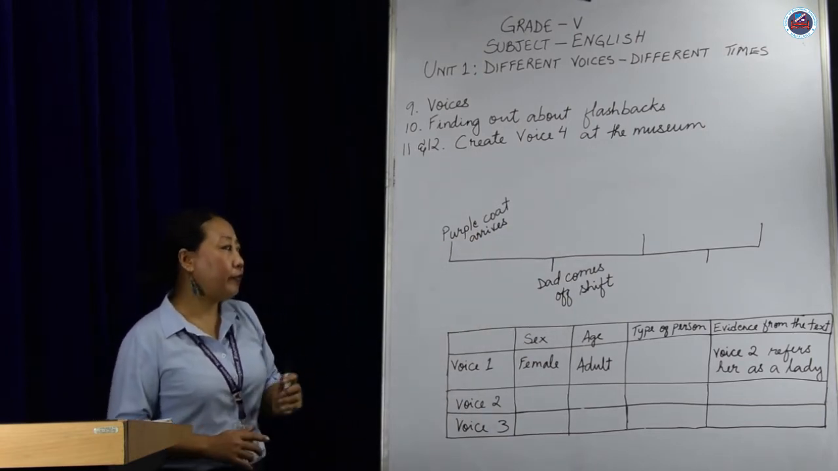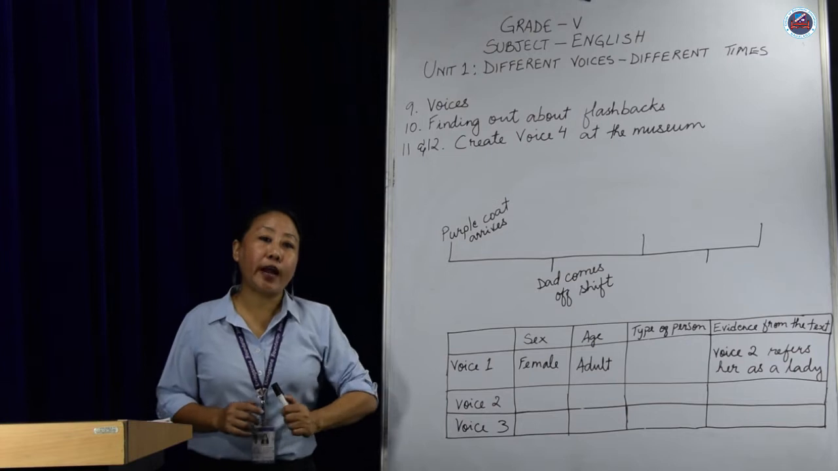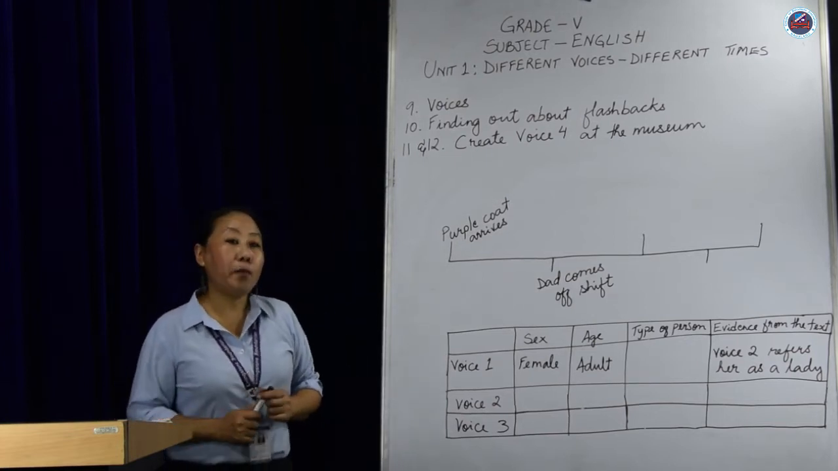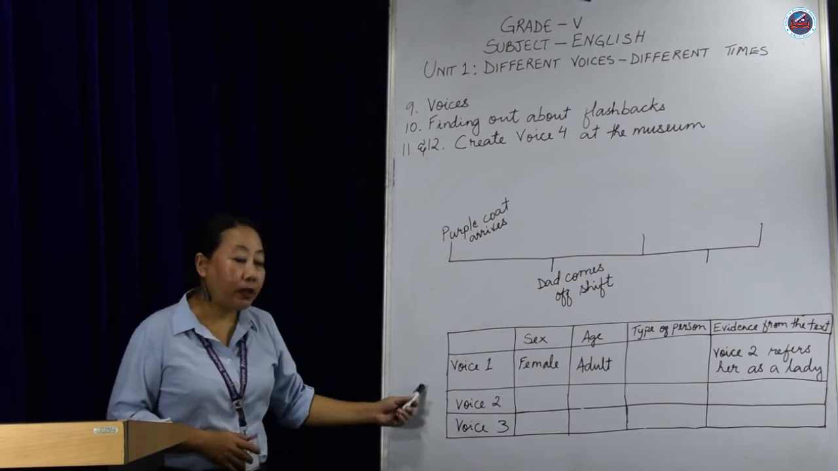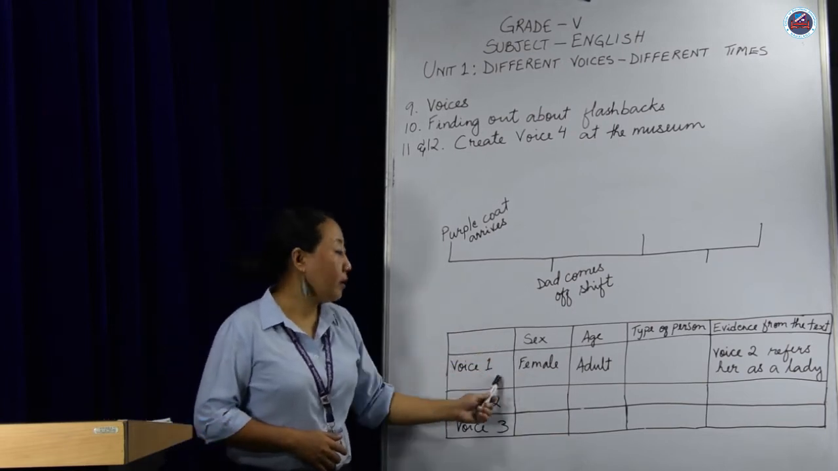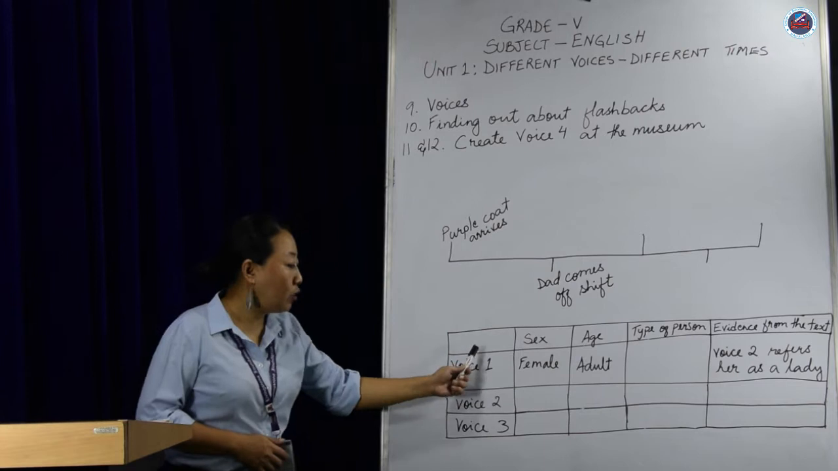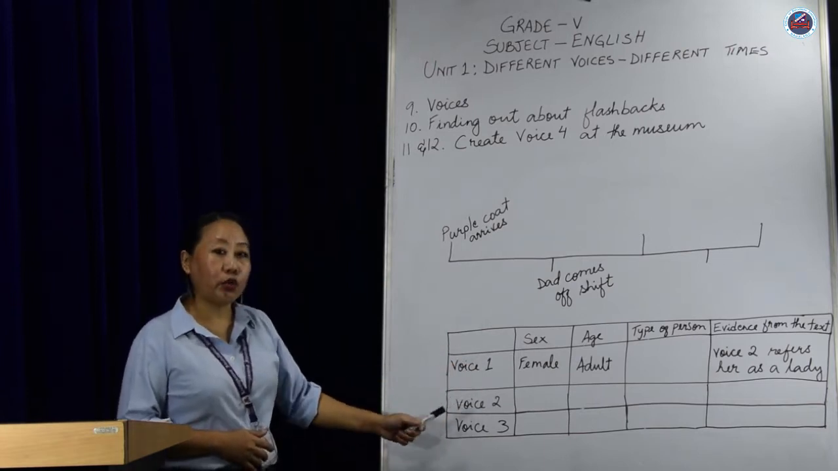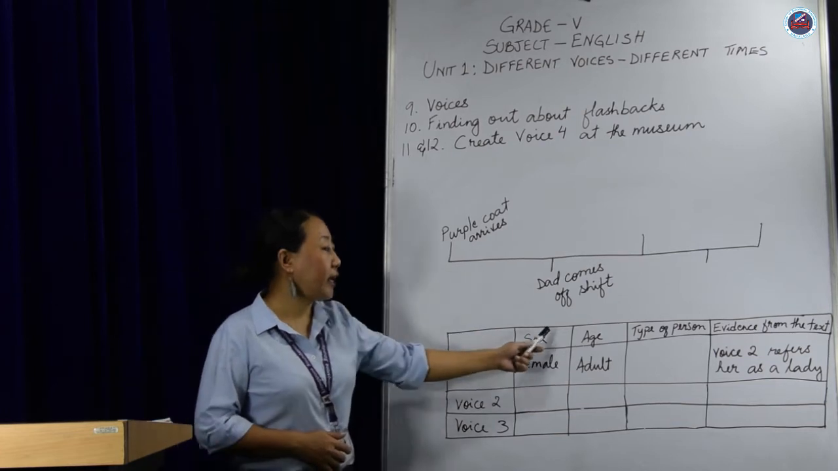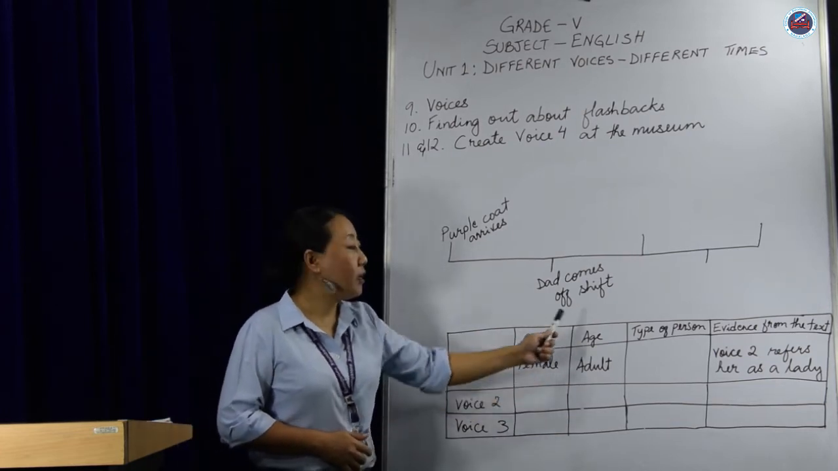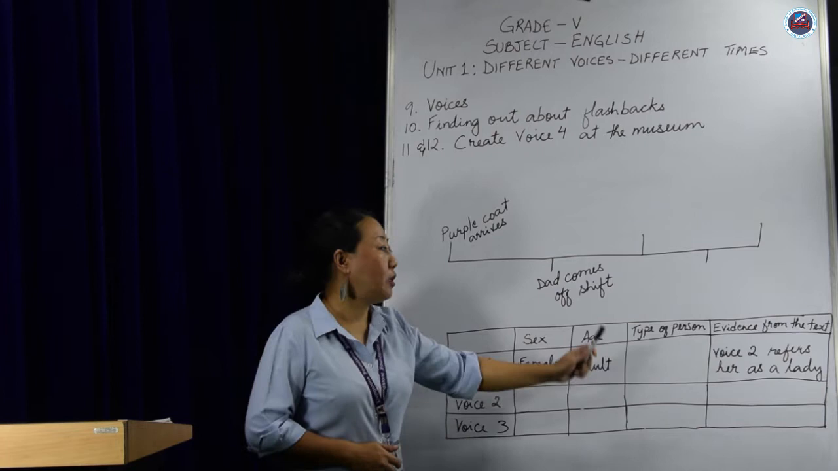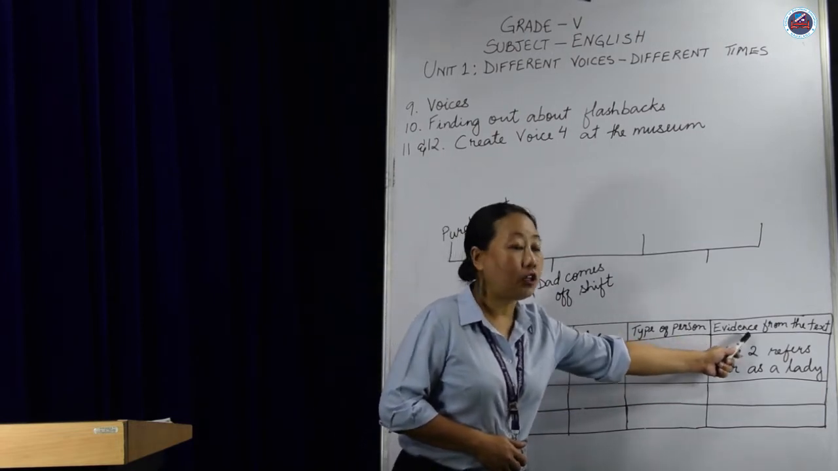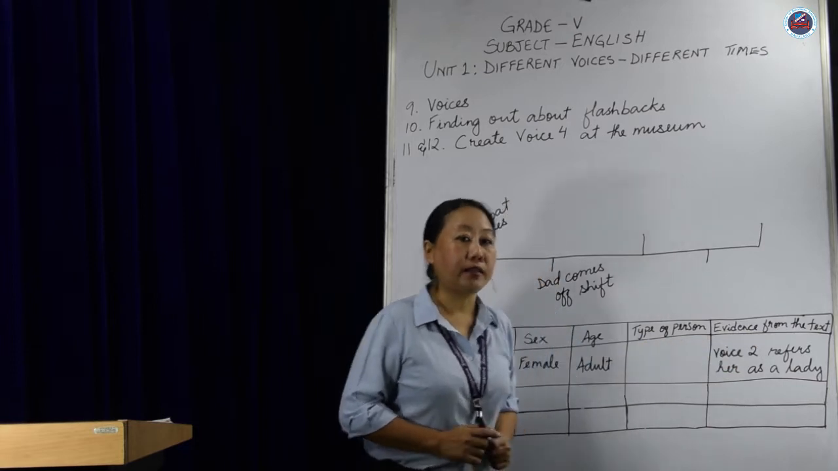Now, if you are to write a profile for each voice, we can use a mind map. For example, make these columns. In the first column, write the voices: voice 1, voice 2 and voice 3. In the next column, write the sex. Next column, the age. Then the next column, type of person. And in the last column, the evidence from the text.